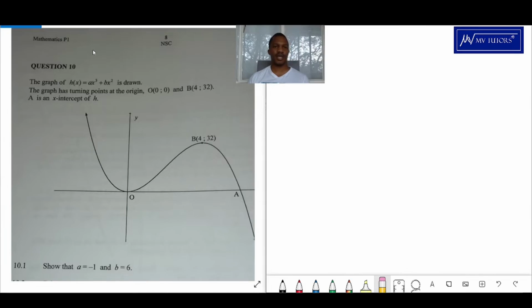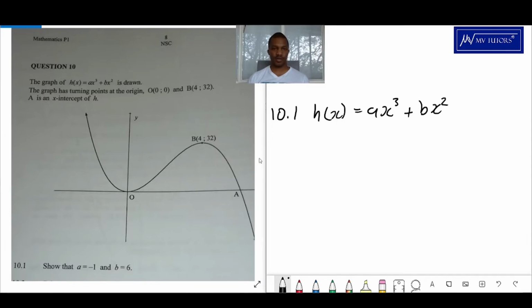A is an x-intercept, so there's A over there. Question 10.1, show that A is equal to minus 1 and B is equal to 6. Okay, they're talking about that A and B, so we have to solve it. Okay, let's go for black, and we are doing 10.1. So we are given h of x as ax cubed plus bx squared.